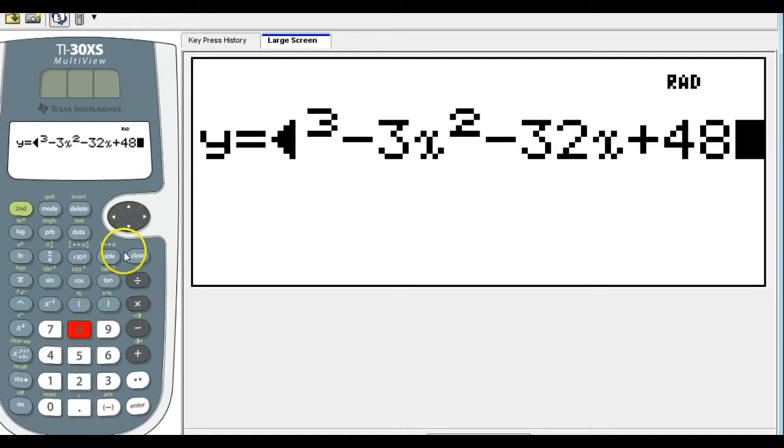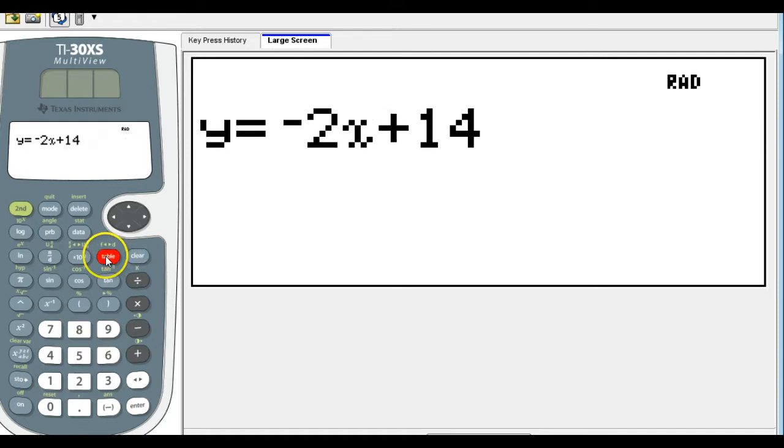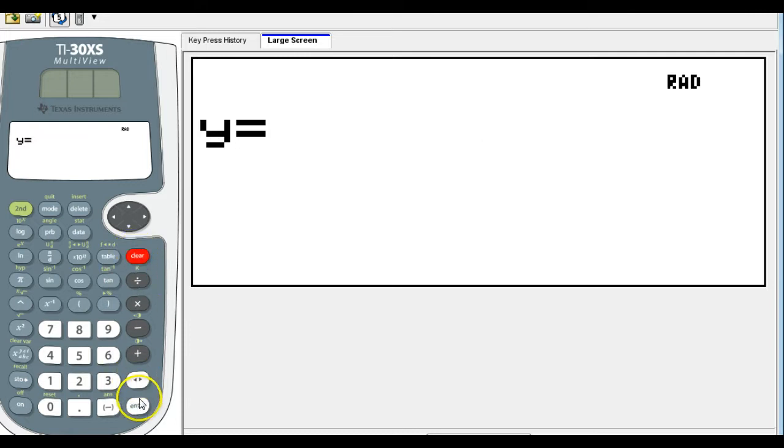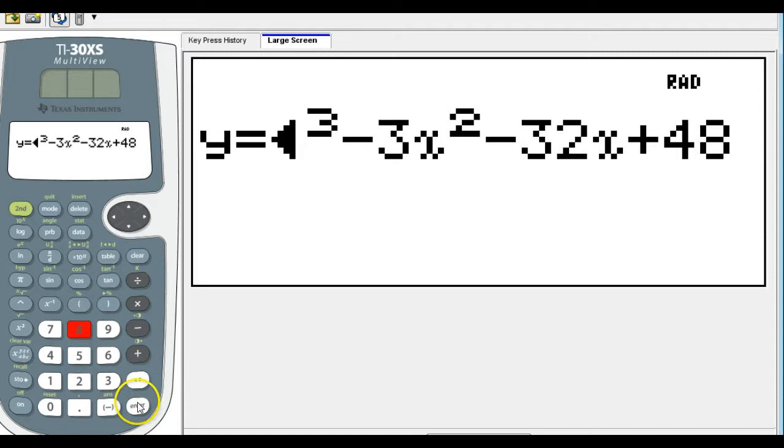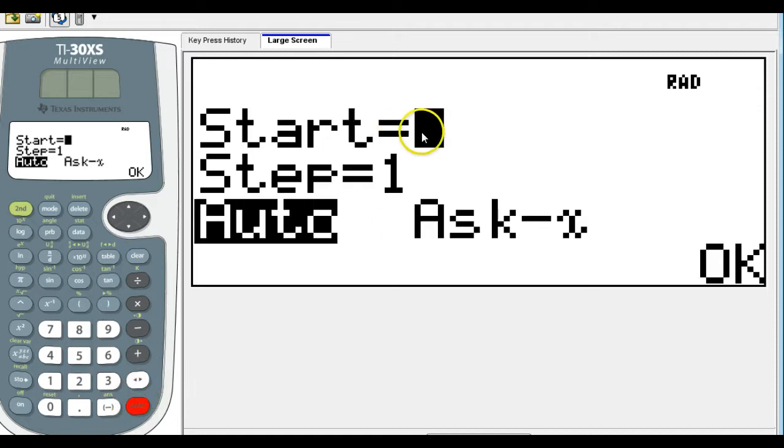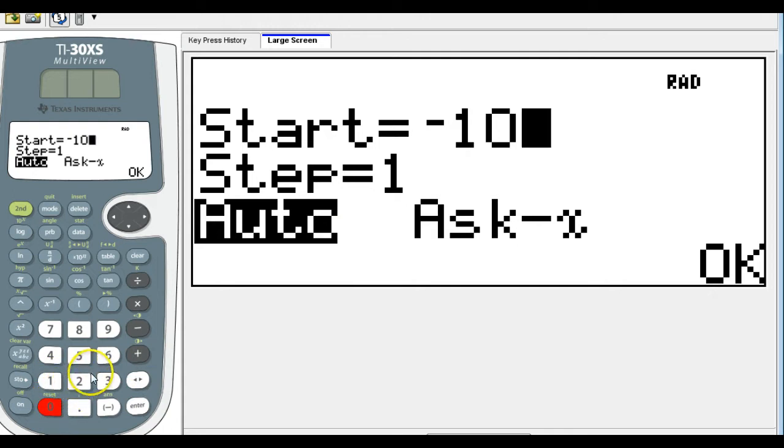Okay, let's look at the table. I did not mean to do that. I meant to just hit enter. Now I've got to type it all back in again. Alright, back in business. I hit enter. It doesn't really matter where you start. I usually start at like -10 or so. And just hit enter until you get to the table.